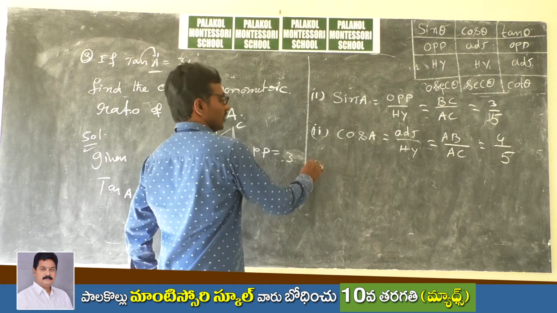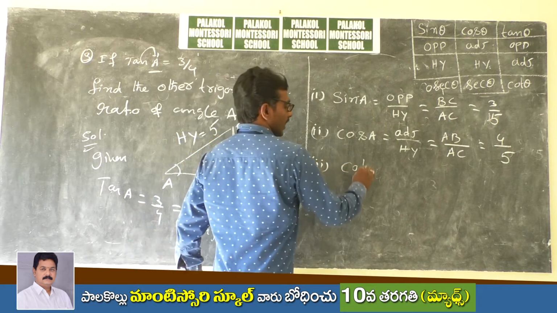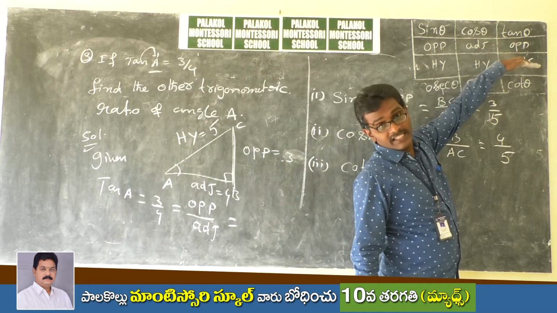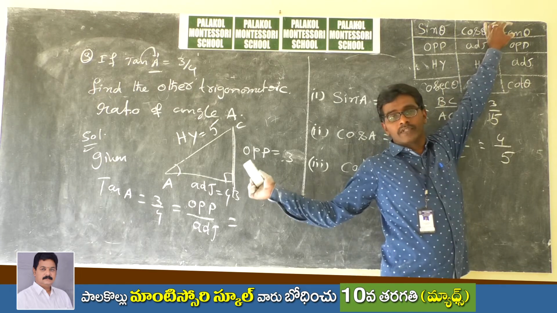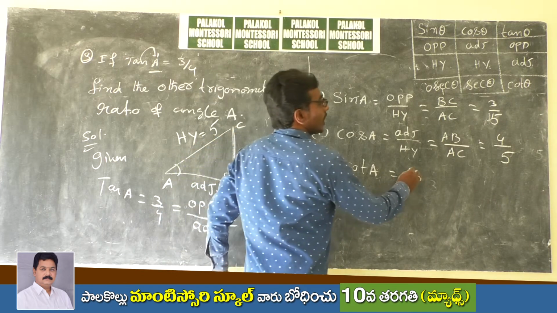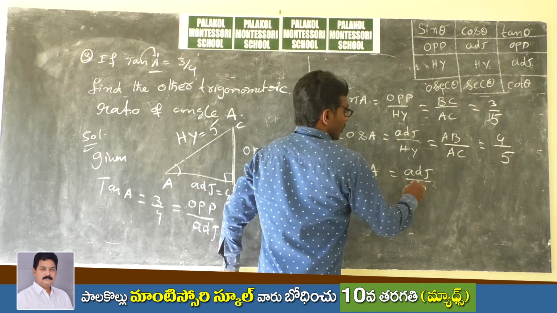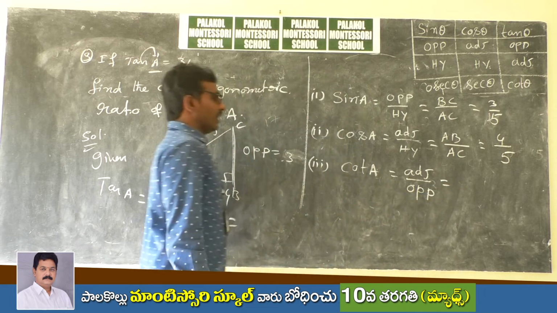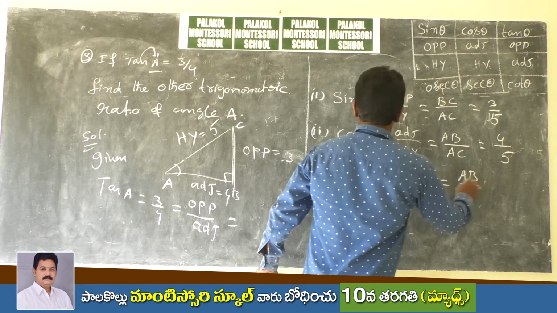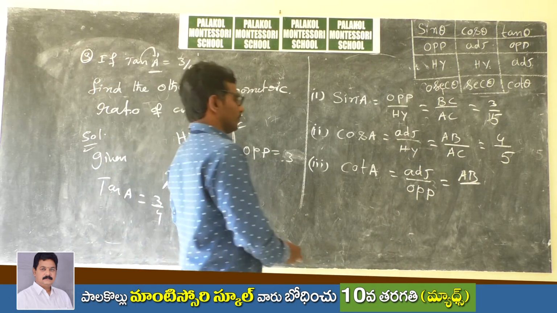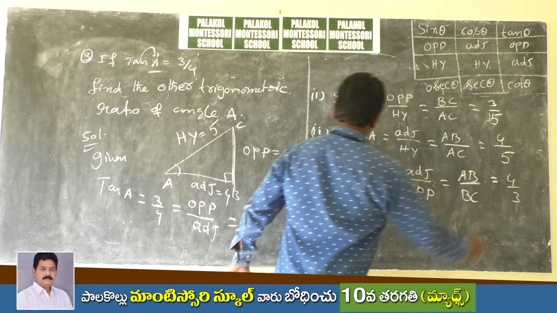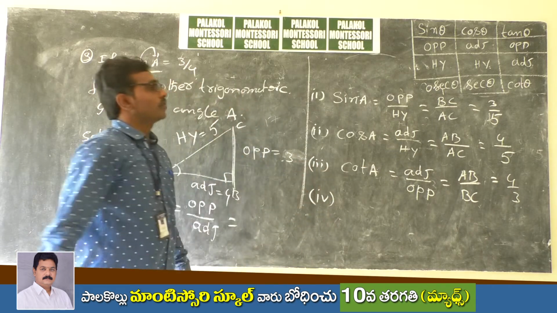Next one, third one, cot A. Cot A formula: adjacent side by opposite. Only tan A is given. Now you find out the cot ratio formula. Cot A is equal to adjacent side by opposite. What is the adjacent side name? AB. AB by BC. AB length is equal to 4, so 4 by 3.